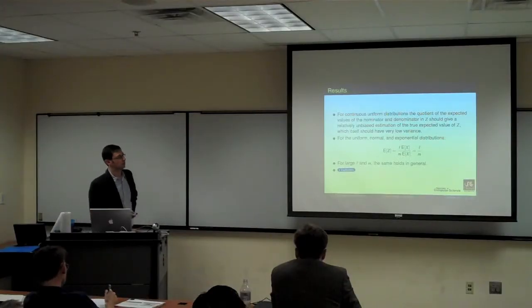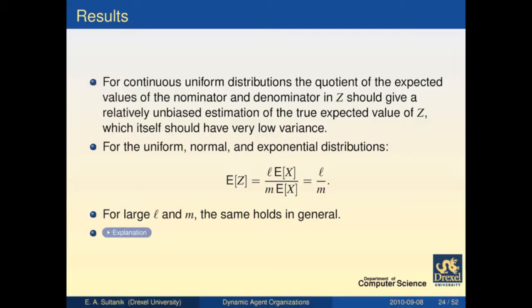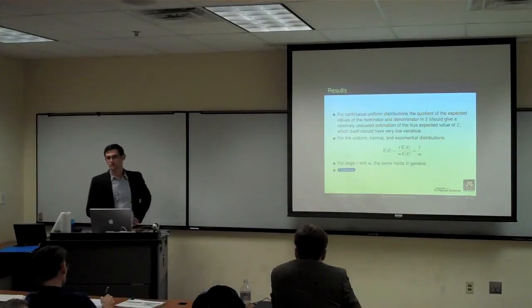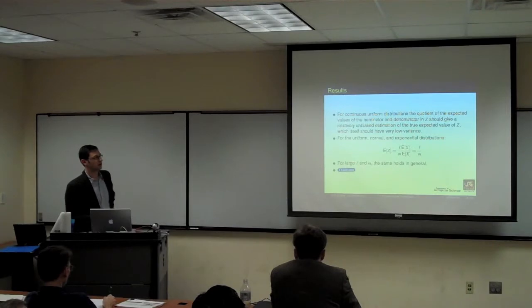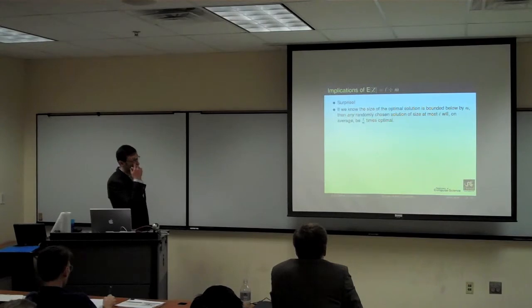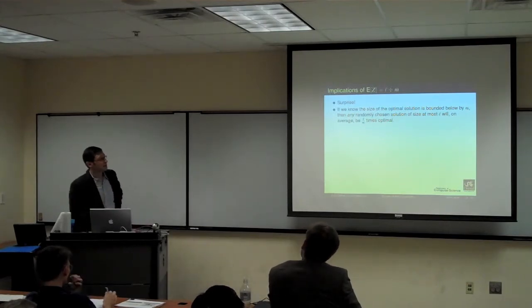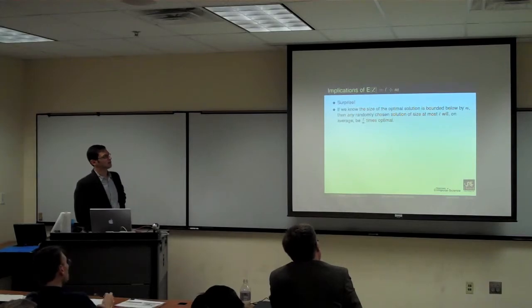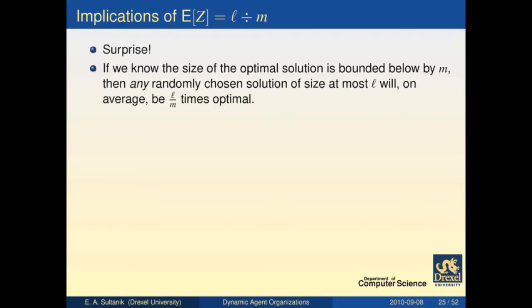And furthermore, for uniform, normal, and exponential distributions, we have the expected value of this distribution. It actually turns out to be L over m. And by the central limit theorem, for large enough L and m, this holds in general. So this was really surprising to me, because it has some really interesting implications. For example, if we know the size of the optimal solution is bounded below by m, then any randomly chosen feasible solution of size at most L will on average be L over m times optimal.